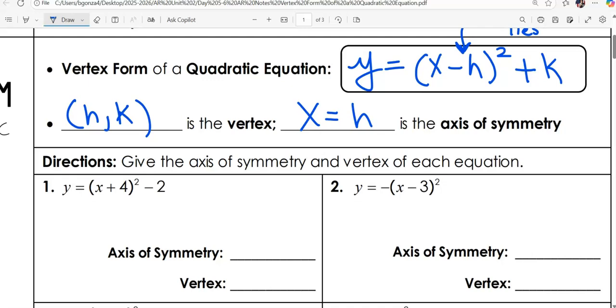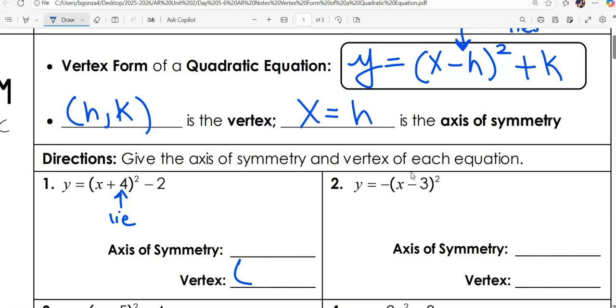That's crazy. All right. So remember, insiders lie. So my vertex is going to be the opposite of positive 4. It's going to be negative 4. But this minus 2, it ain't no lie. Put a minus 2.